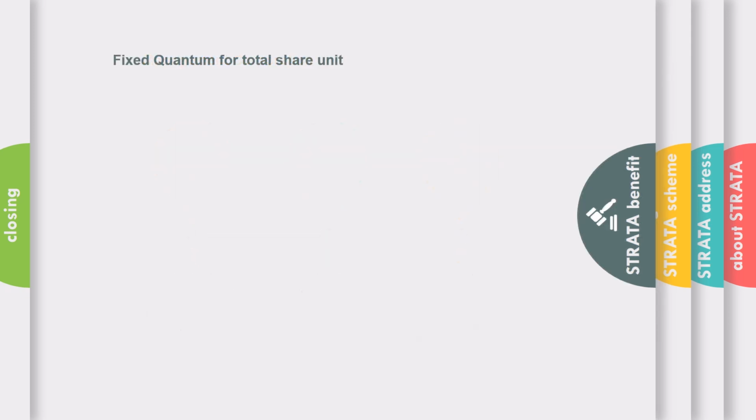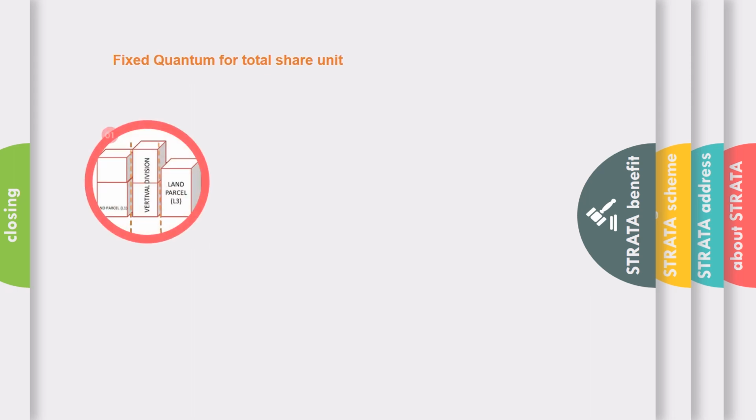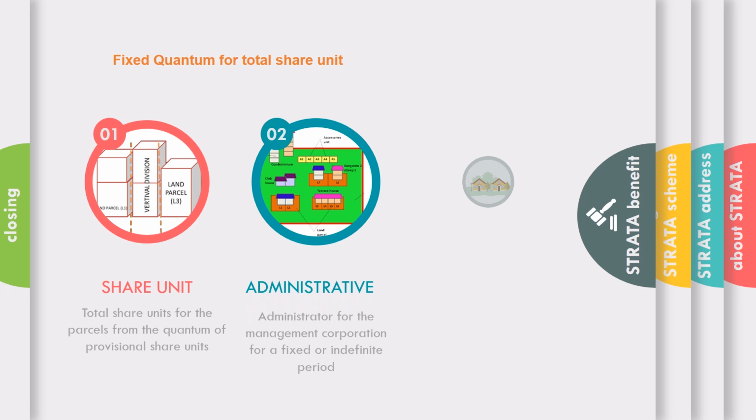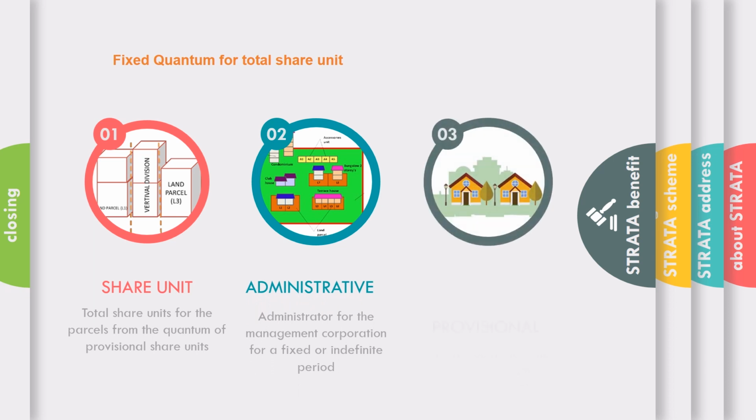The last benefit is the fee quantum for the total share units. The total share units for the parcel come from the quantum of proportional share units. Each unit for the parcel must be shared. The administrator for the management cooperation is appointed for a fee or an indefinite period. Parcels will show the proposed quantum of provisional share units for each provisional block.